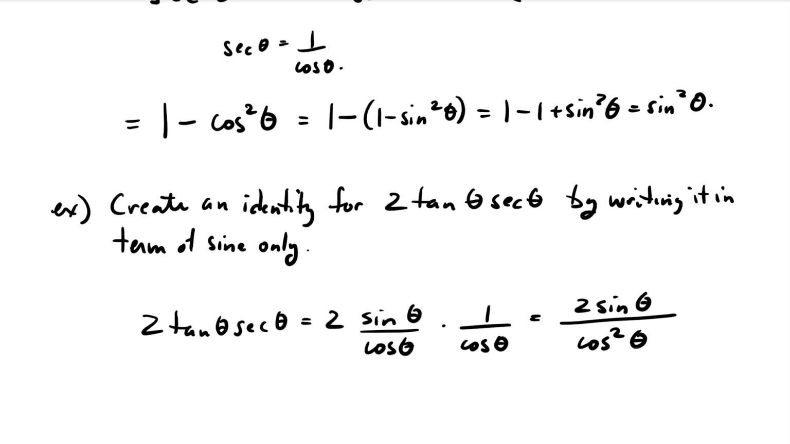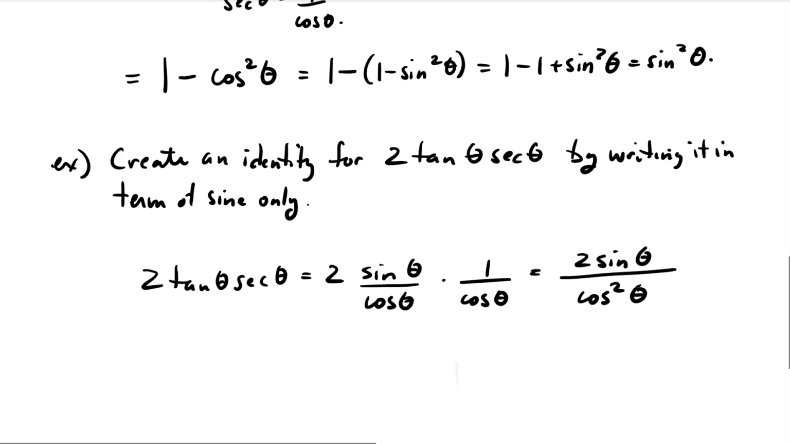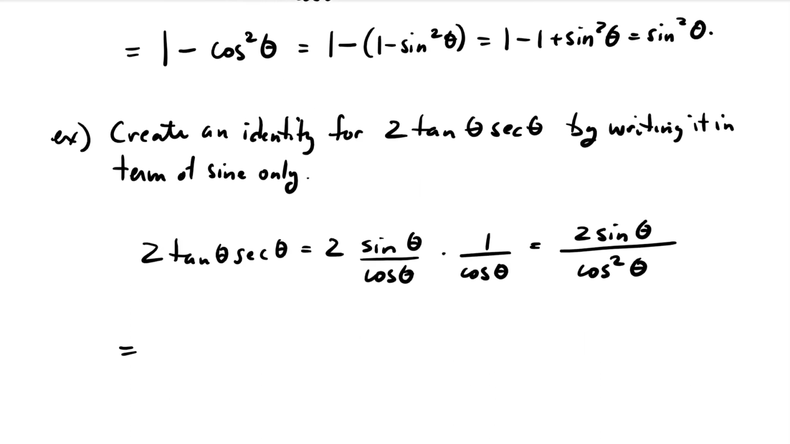Now again, I know that cos squared is related to sine squared. So that's going to help me write my denominator in terms of sine. So cos squared is 1 minus sine squared. And I'm done. This is written in terms of sine only.